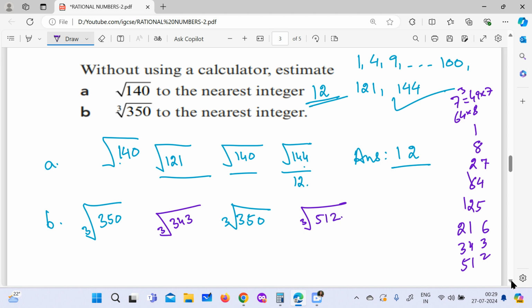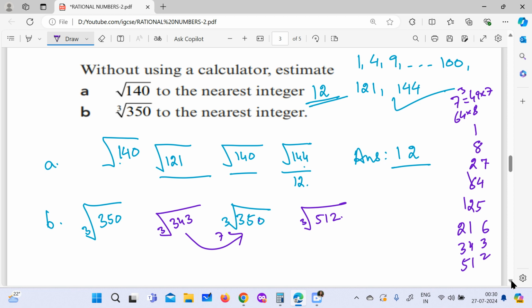Now you see where it is, which number it is closer. 350 is close to which number? So we can see very clearly the distance between 343 and 350 is just 7. But if you look here, 350 and 512, this is more than 150. So 350 is very close to 343.